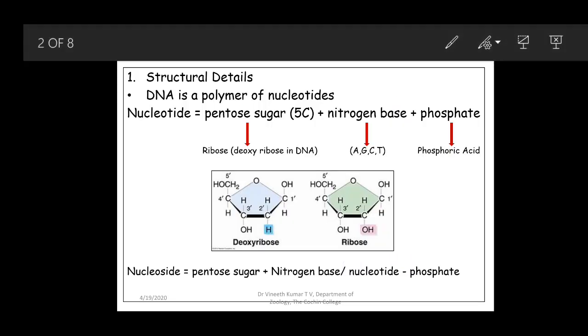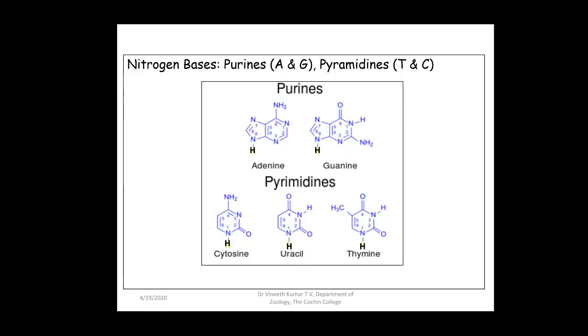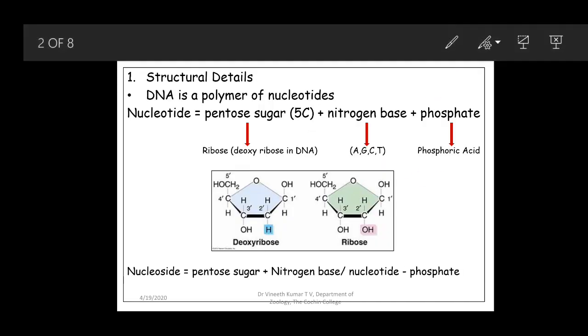So to begin with the structural details, DNA or deoxyribonucleic acid is a polymer of nucleotides. So first you'll see what is the composition of a nucleotide. As you see here, a nucleotide is composed of three main components: a pentose sugar, which is always a 5-carbon sugar, a nitrogen base, and a phosphate.